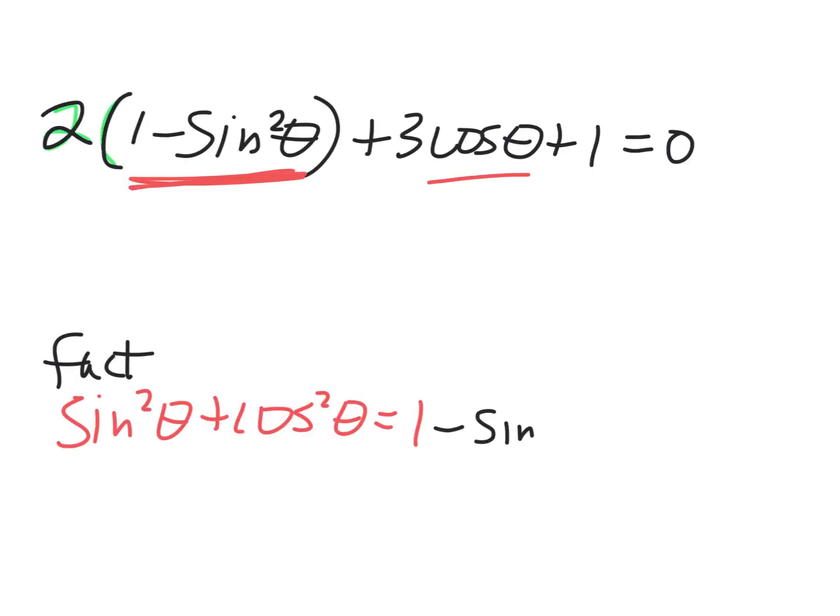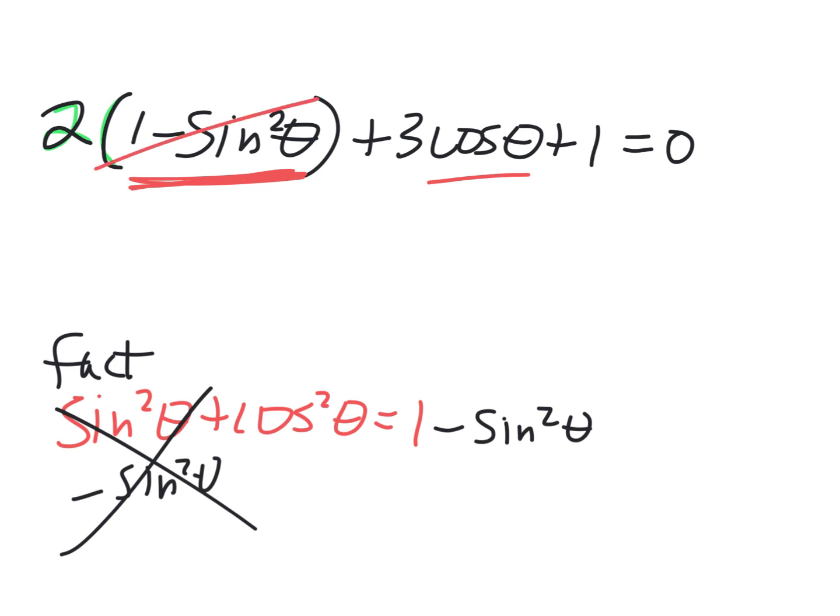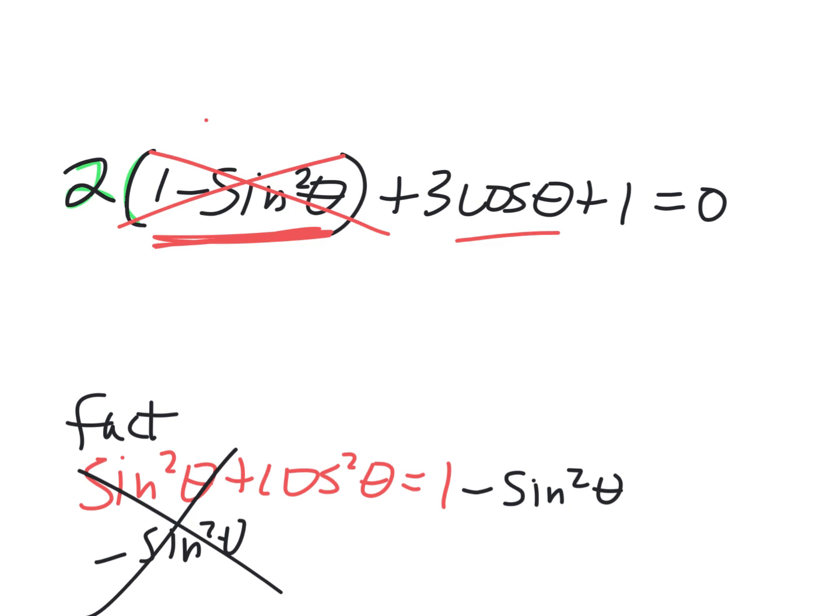So we're going to, yeah. And then, what does it say? Exactly. So you can replace 1 minus sine squared with cosine squared. All right. So that gets replaced with cosine squared. Everybody do that, and now it'll factor.